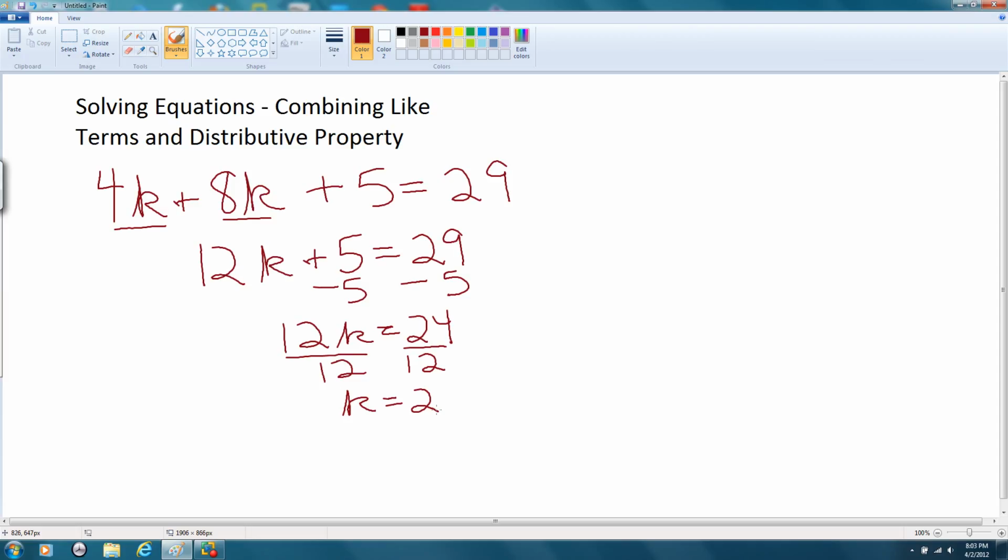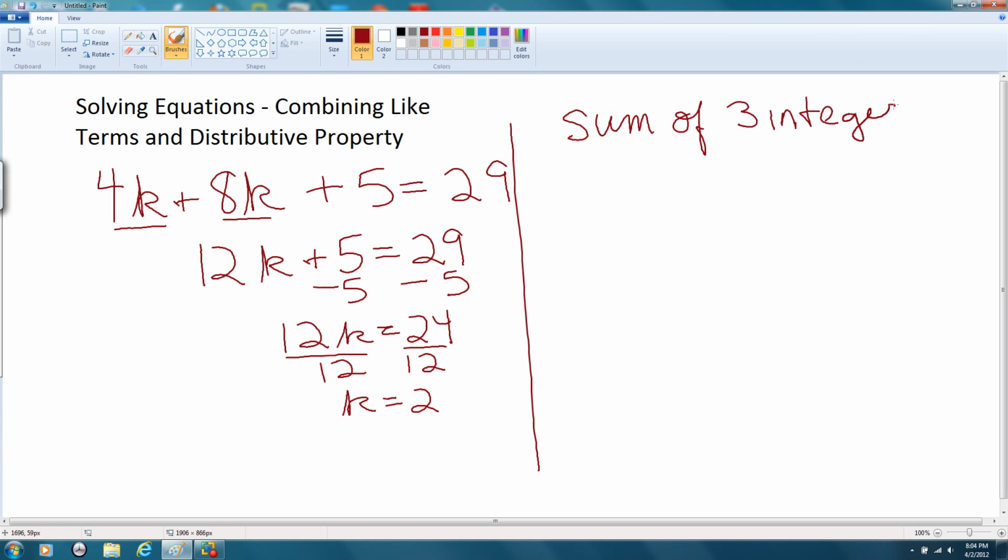Okay? Now, there's a common introductory word problem that is used where we do combine like terms. So the word problems go something like this. They're usually something like, the sum of 3 integers is 84. So we're looking for 3 integers whose sum is 84.